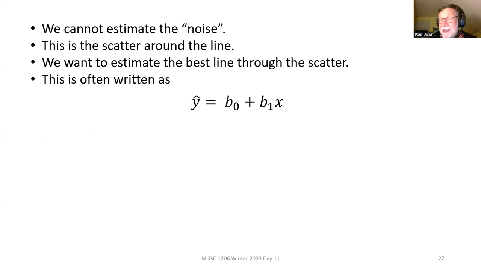That we can't estimate what the noise is. We can only try to estimate what the line is. And our estimate is often written as a Y with a little hat on the top, a little pointy thing on the top, like a roof. And this reflects our estimated balance, because we can't calculate the true balance. And the slope and intercept values that we calculate from our sample are only estimates.